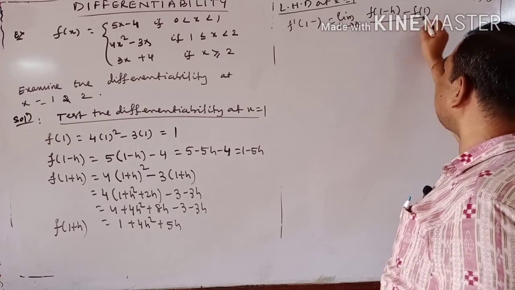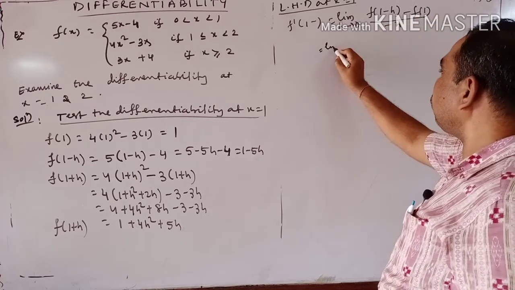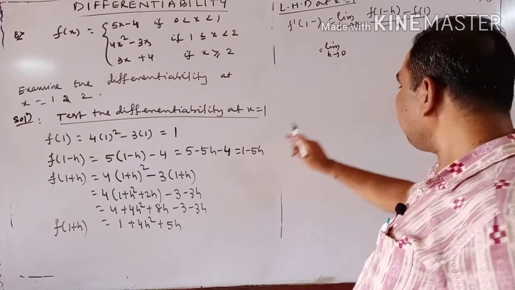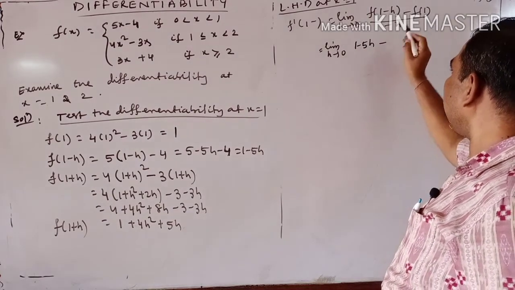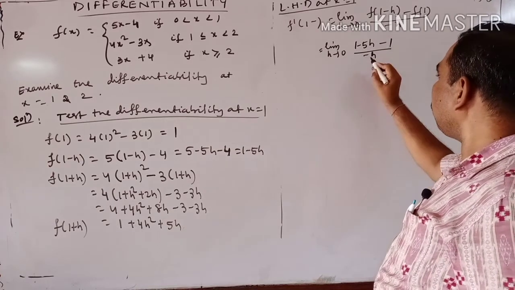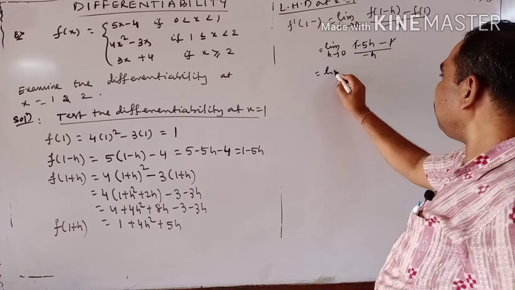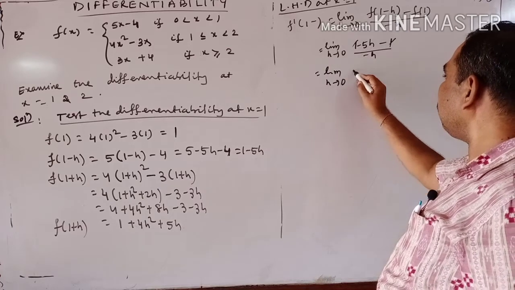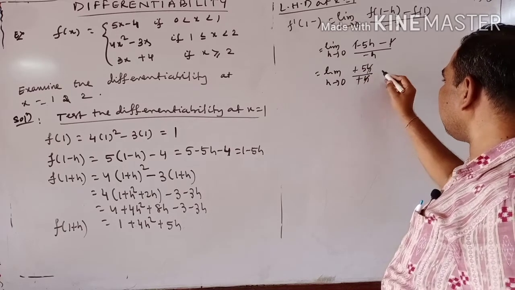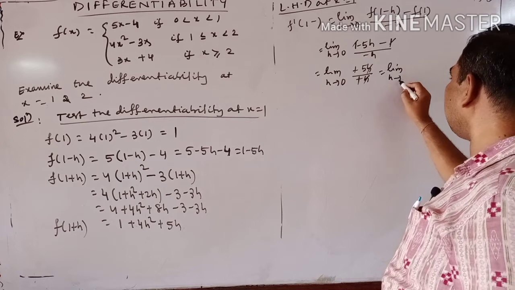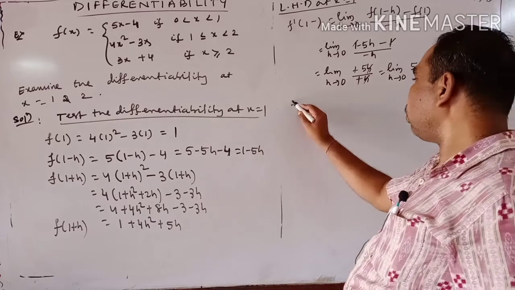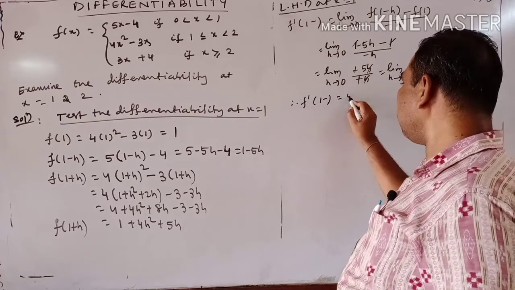Minus f of 1 divided by minus h is equal to limit h tends to 0 of f of 1 minus h, which is 1 minus 5h, minus f of 1, which is 1, divided by minus h. So 1, 1 cancel. So it is equal to limit h tends to 0 of minus 5h divided by minus h. Minus, minus plus, h cancels. So the limit h tends to 0 of 5. The limit of a constant is the constant. Therefore, f dash 1 minus is equal to 5.